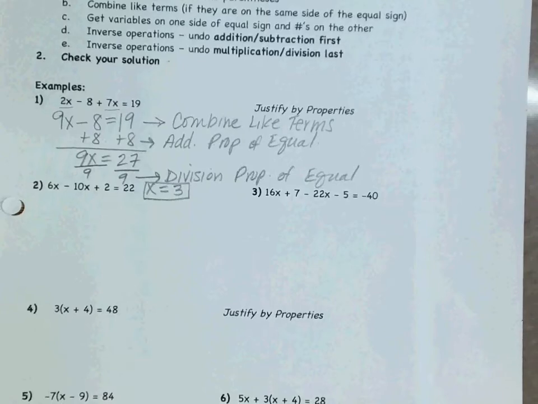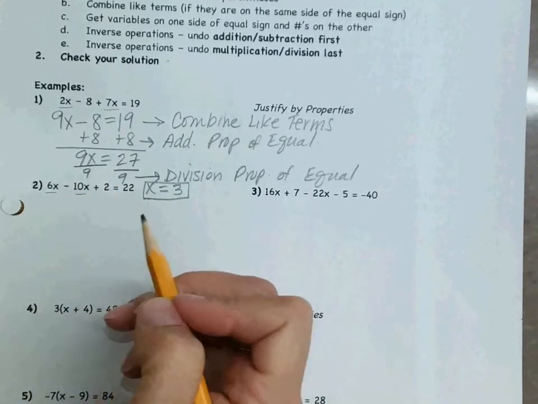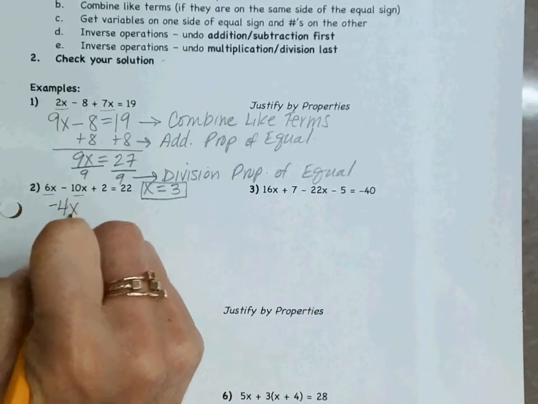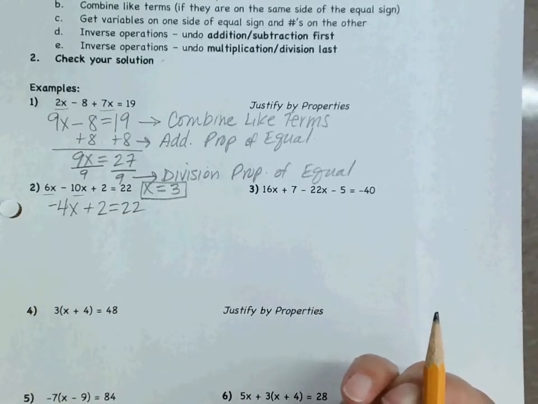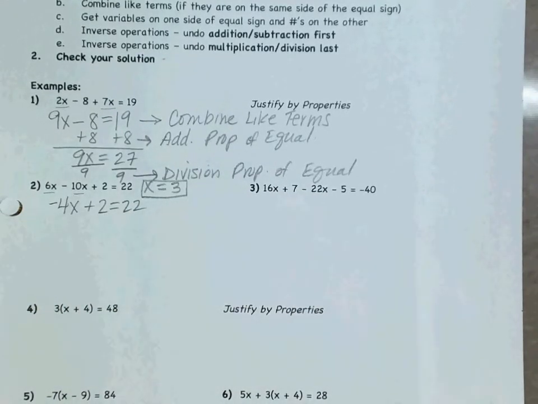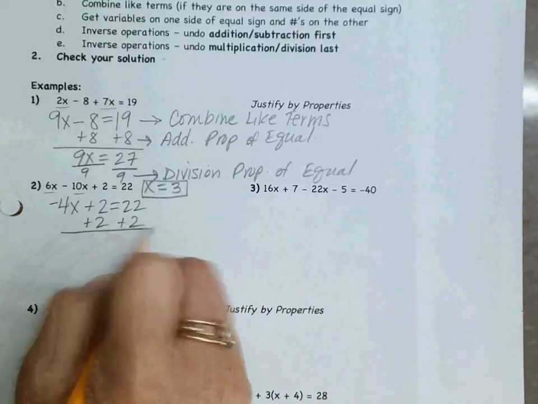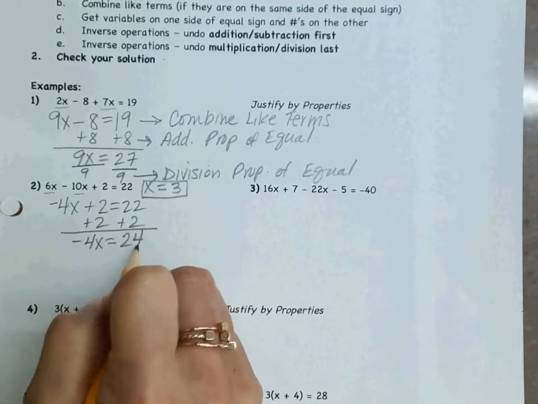For number 2, same thing: I'm going to go ahead and combine like terms first since they're on the same side of the equal sign. When I do that, I get negative 4x plus 2 equals 22. Now from here, this is a two-step equation, 2 steps to get the variable by itself. So I'll go ahead and add 2 to both sides. When I do that, I get negative 4x is equal to 24.